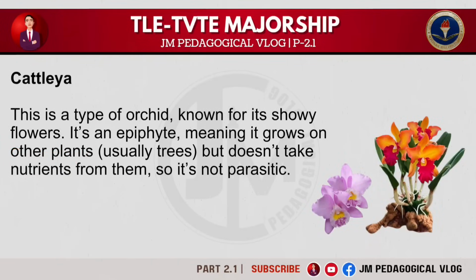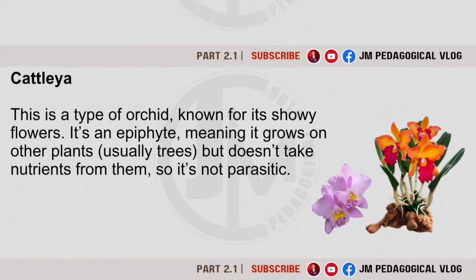Cattleya. This is a type of orchid known for its showy flowers. It's an epiphyte, meaning it grows on other plants, usually trees, but doesn't take nutrients from them, so it's not parasitic.